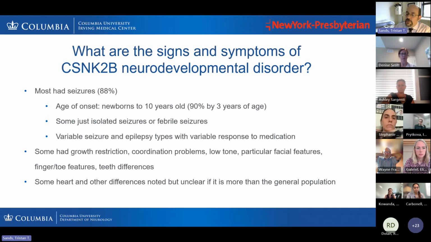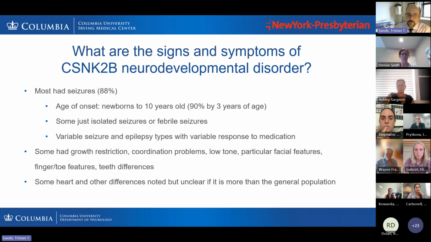There were other things that show up because we're taking a close look at these patients, but it's not really clear if the rates of those differences are higher than in the general population or not. And so it still remains to be determined whether some of the cardiac things that have been reported, for instance, are a real finding, or just because we're looking very hard at patients, we're finding lots of little things.